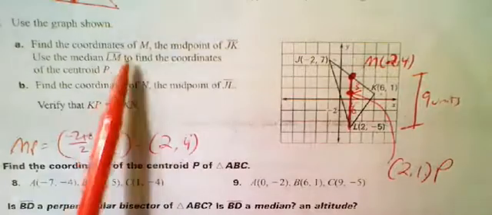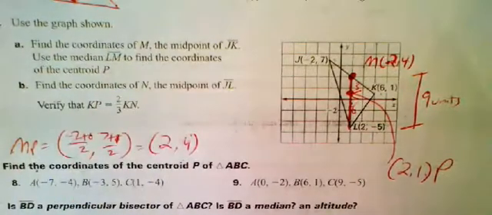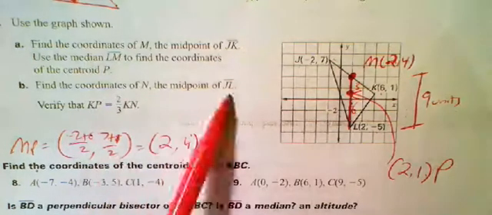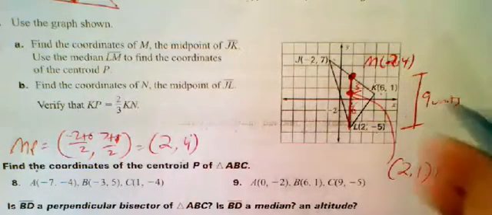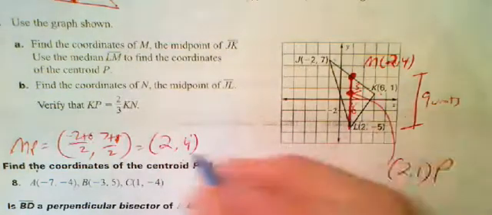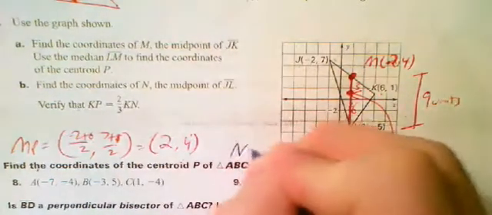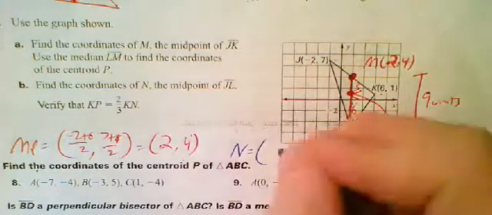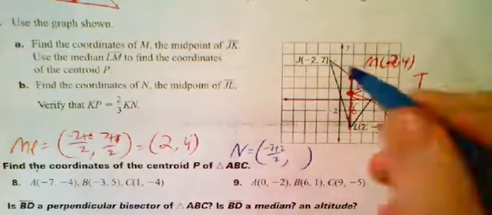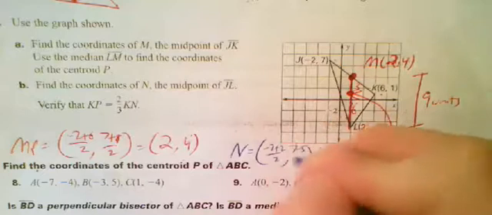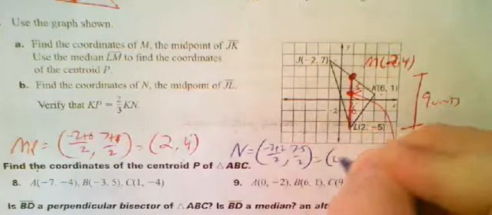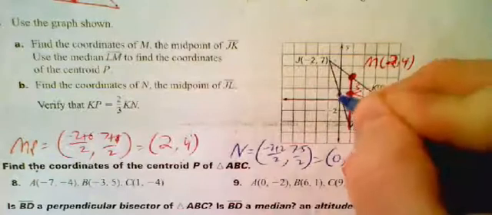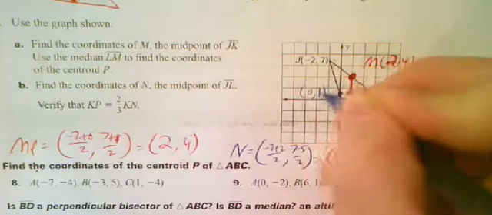This one they told you exactly which one to do, but if they give you a different one, try a different median. And then the last one here is find the coordinates of N, which is the midpoint of JL. Let's see, where's N? So JL is here, so N is going to be (-2 plus 2) over 2, and (7 plus -5) over 2, that's 0, comma, 1. So (0, 1) is the midpoint, and that's N.